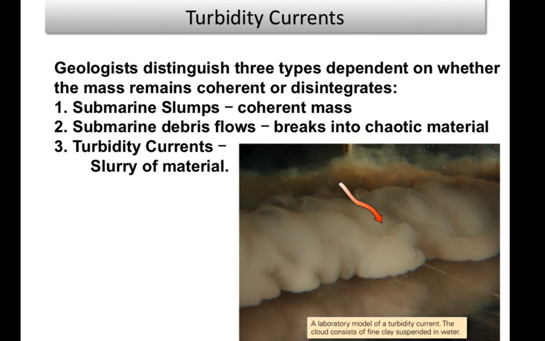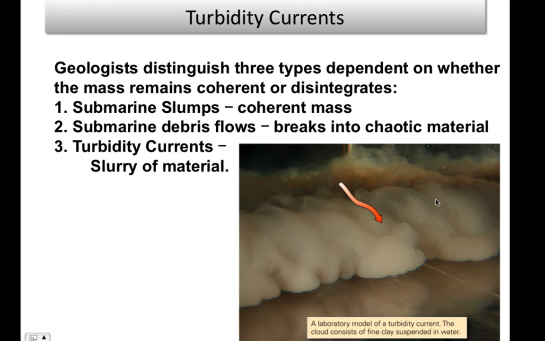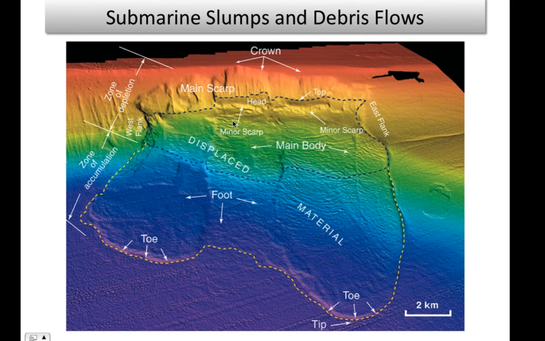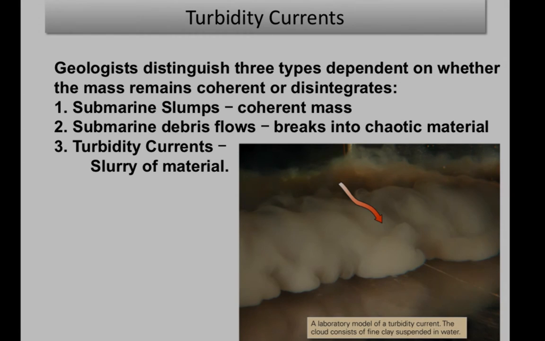So geologists distinguish between 3 different types of these submarine mass movements. Some are submarine slumps, which are more coherent masses. So if we go back to this picture here, this would be more of a submarine slump right in here. We would have submarine debris flows. They break into chaotic material. So that's more like what we're seeing here. We've got this kind of chaotic material all over the place in here. And then we'll also see these turbidity currents, which are mostly slurry material. And we've talked about these. These are the ones that make the rocks called turbidites.